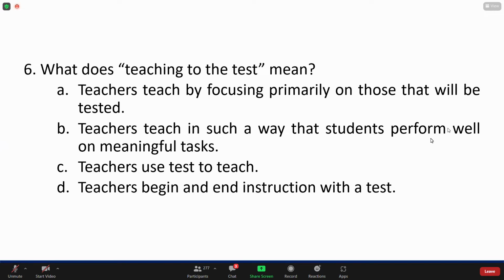Number 6. What does teaching to the test mean? A, teachers teach by focusing primarily on those that will be tested. B, teachers teach in such a way that students perform well on meaningful tasks. Letter C, teachers use tests to teach. Letter D, teachers begin and end instruction with a test.